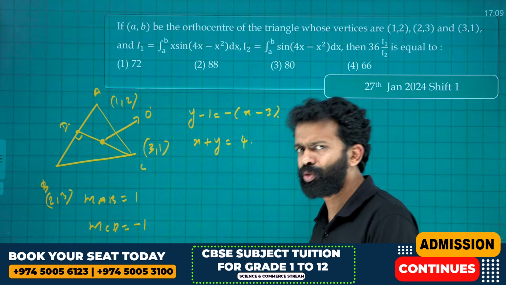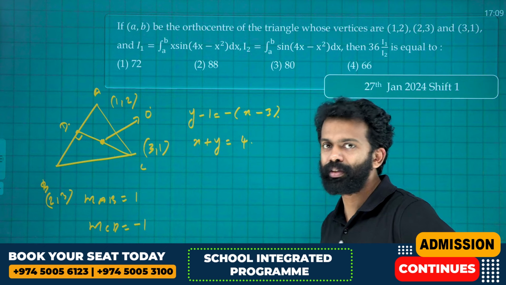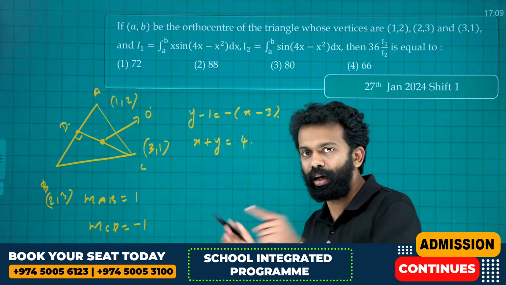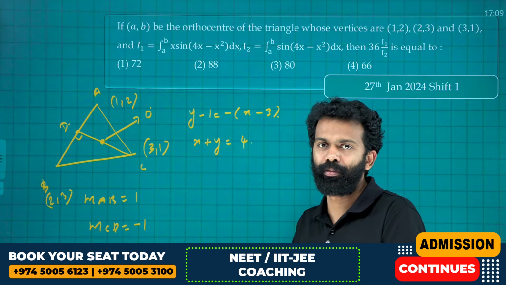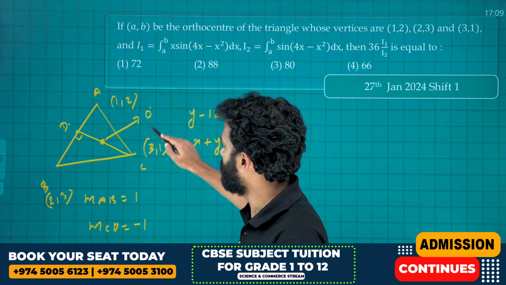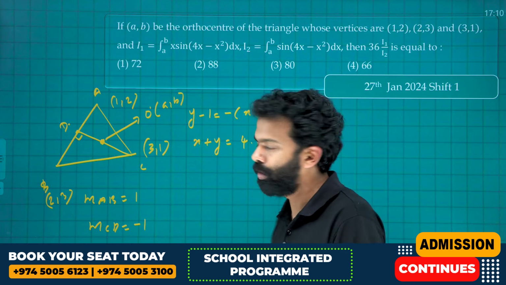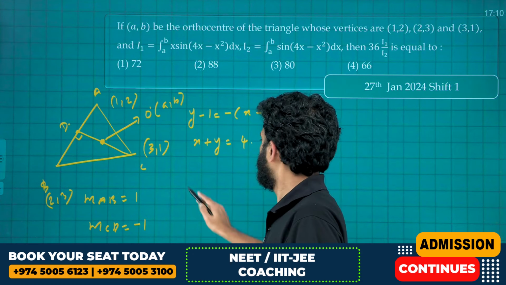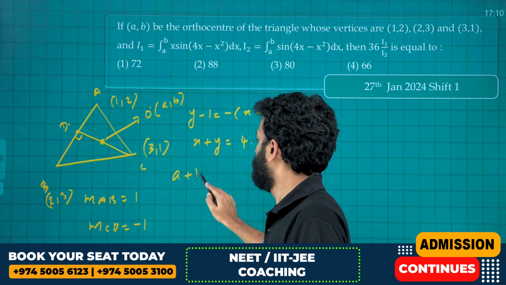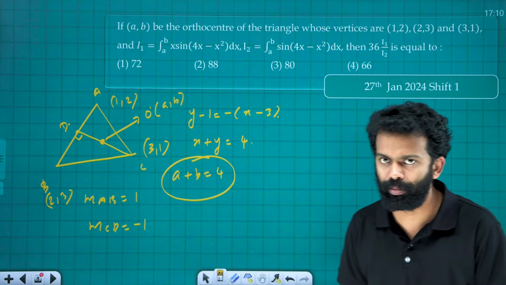Okay, I think we can stop here. Why is it good if you stop here? You will save more time and half of the problem is already cracked. See, x plus y is equal to 4 means, since this is the orthocenter, we can take the coordinates of the orthocenter as (A, B). So, we can substitute A and B here. Therefore, A plus B will be equal to 4. We already got the value of A plus B.